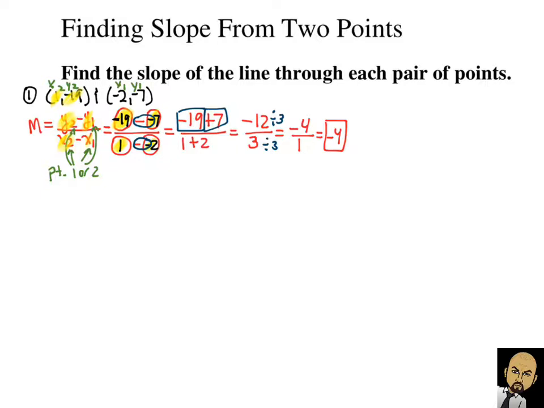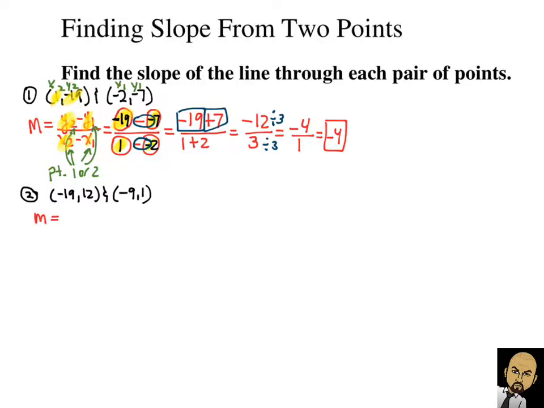Now, please be careful with your integers and your simplifying fractions, and you guys will be able to knock this out of the ballpark. All right, let's take a look at another example. Here we got the ordered pair (-19, 12) and the ordered pair (-9, 1).